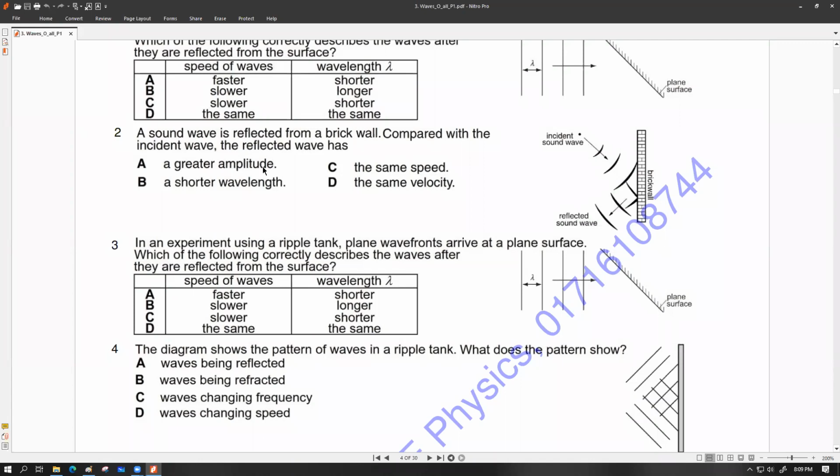Amplitude and frequency as well. That's what the mathematical equation goes by, but you don't have this information in your syllabus anyway. Anything else from this page? Anyone?